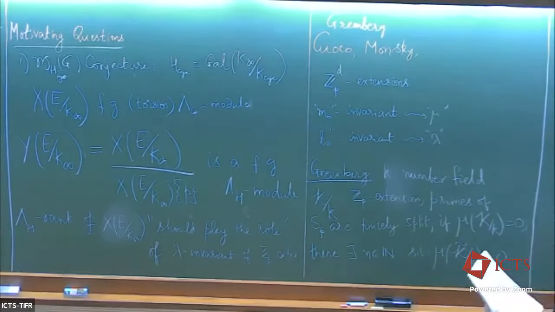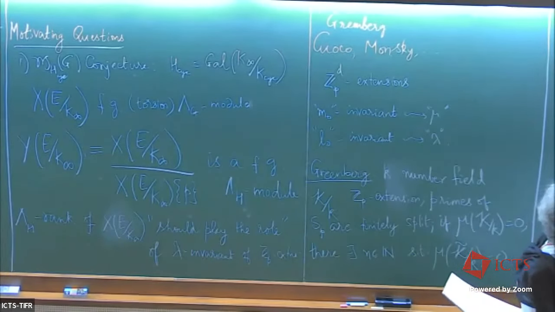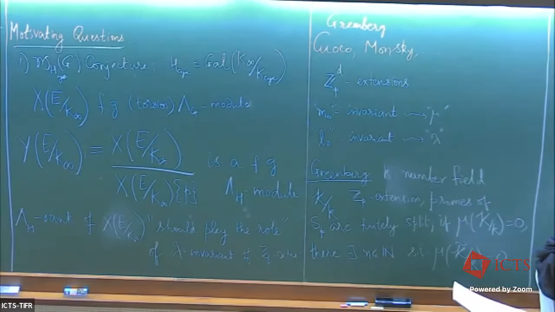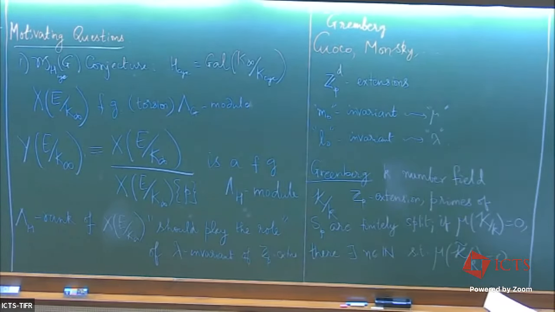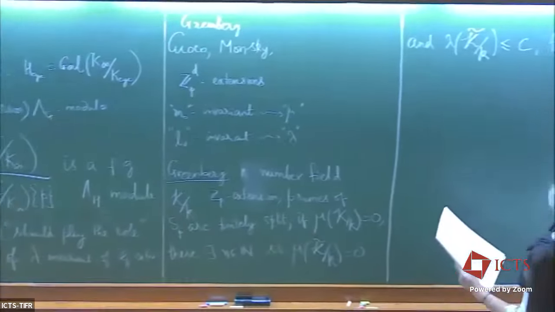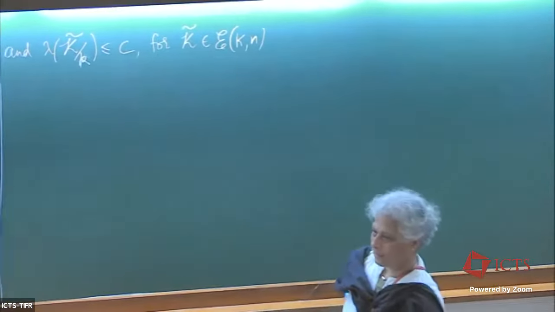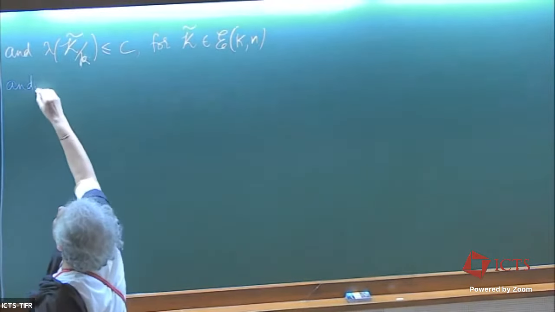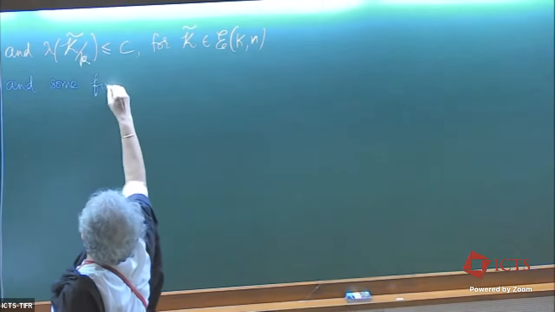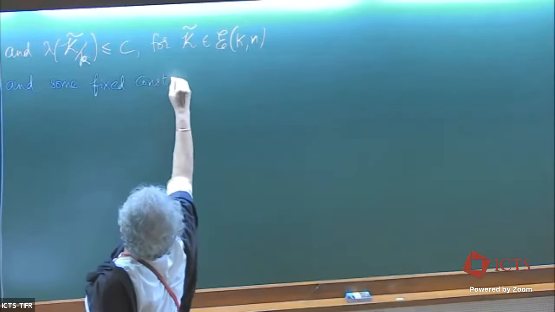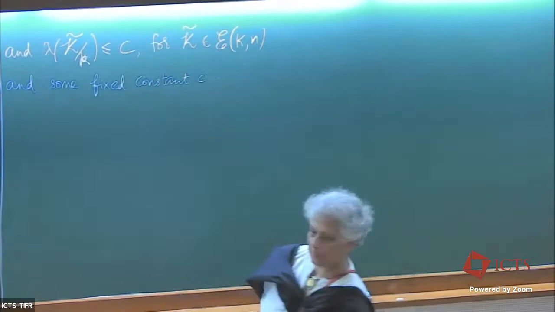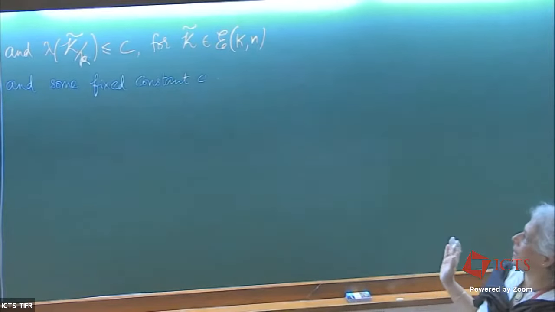Mu of K tilde over K is equal to 0, and lambda in this neighborhood, for all these K tildes in the neighborhood of K, is bounded by a constant. This is for all K tilde which belongs to a neighborhood of this K under this topology in a base, and some fixed constant. So in a neighborhood, the lambda invariant is bounded.